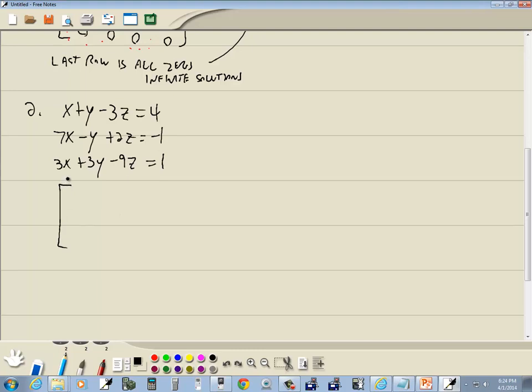Okay, let's write down our matrix. We'll drop our x's, y's, z's, and equals, and keep the numbers and signs. So we've got 1, 1, negative 3, 4, 7, negative 1, 2, negative 1, 3, 3, negative 9, and 1.